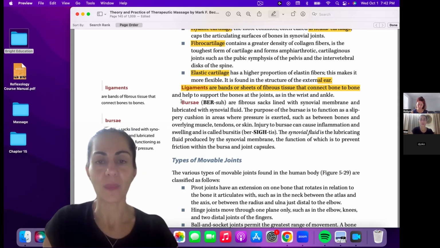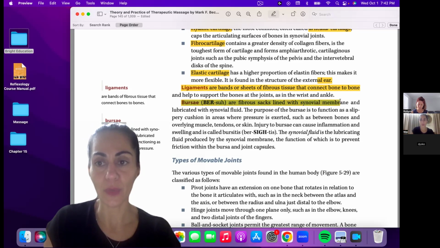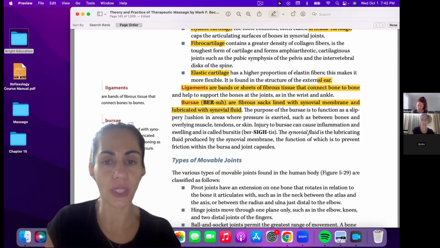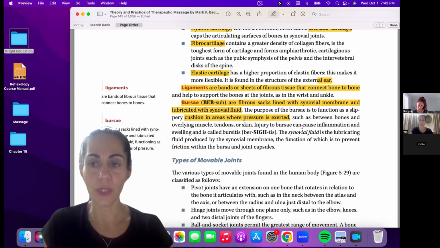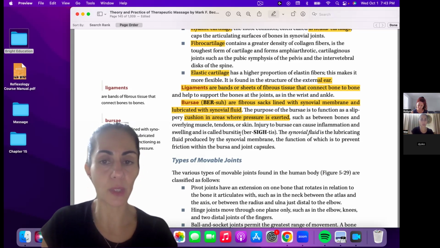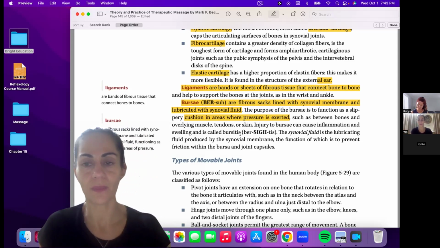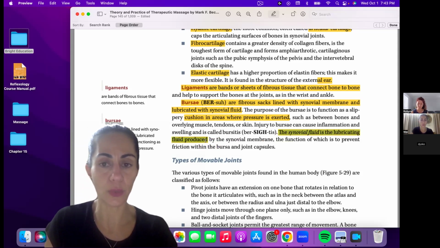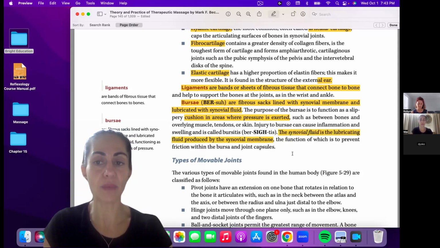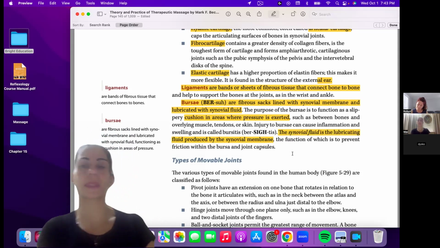Now, bursae are fibrous sacs lined with fluid and they lubricate the joint. Their function is to cushion the area to reduce friction. Injury to the bursa can cause inflammation and swelling, and that would be called bursitis. And we know what synovial fluid is. Every synovial joint has synovial fluid running into it to lubricate it. And it has a membrane to house the fluid. Cool?